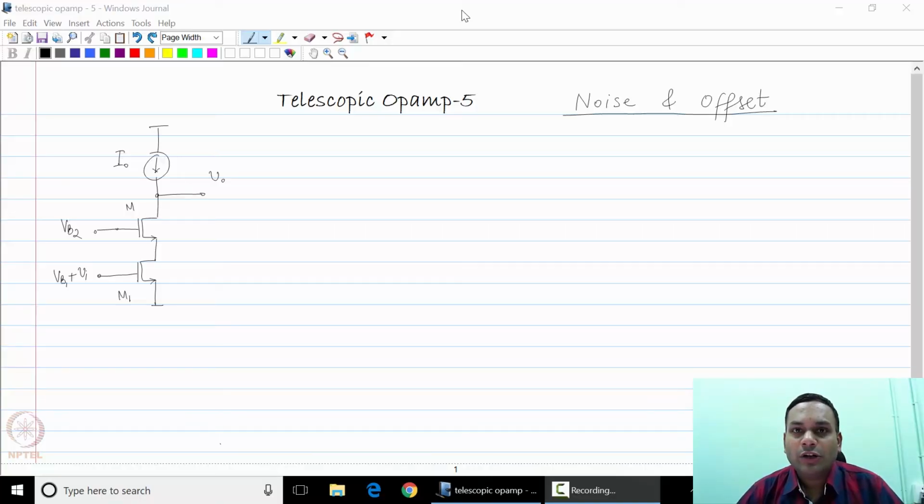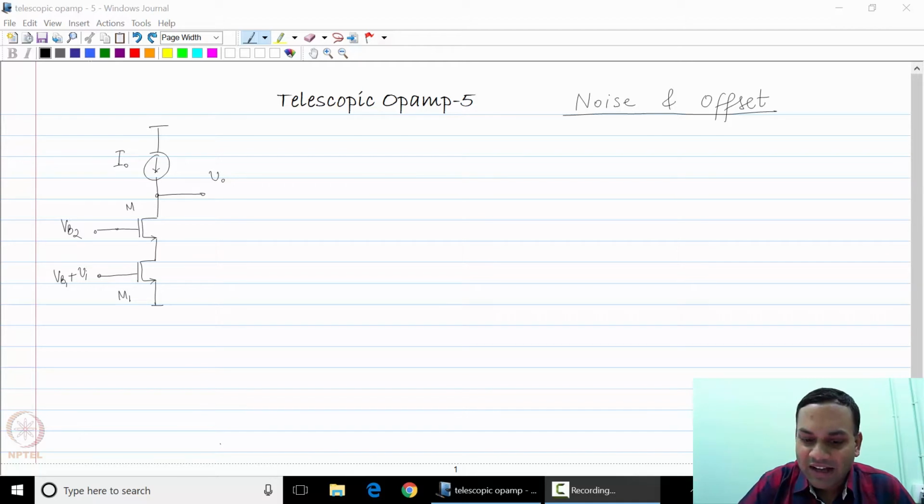In this lecture, we are going to look at the noise and offset of the telescopic OpAmp. Now, before we do that, it is a good idea to review the noise of a simple cascode amplifier. So, the way we are going to do this is we are going to find out the effective input referred noise, because as we have studied before, the input referred noise tells you how much noise is contributed by each set of components in the circuit.